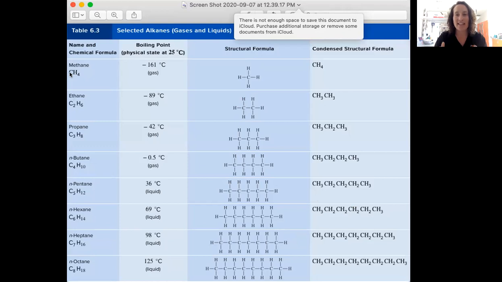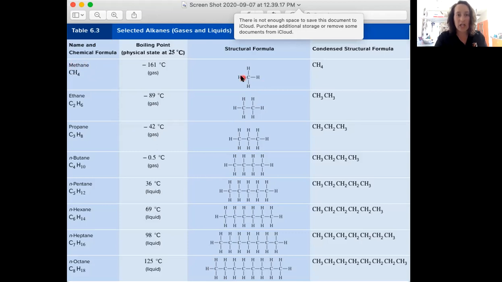As your book states, they follow a common naming method where they end in ANE, as long as they all have single bonds within the molecules. When we talk about single bonds, we're usually talking about the bonds between the carbon atoms. The ane ending symbolizes single bonds between our carbon-carbon atoms. The prefix in front tells us how many carbons there are.